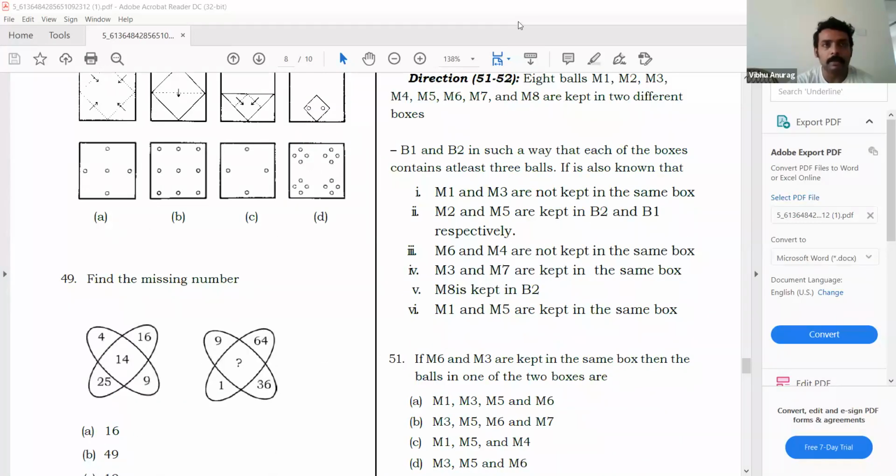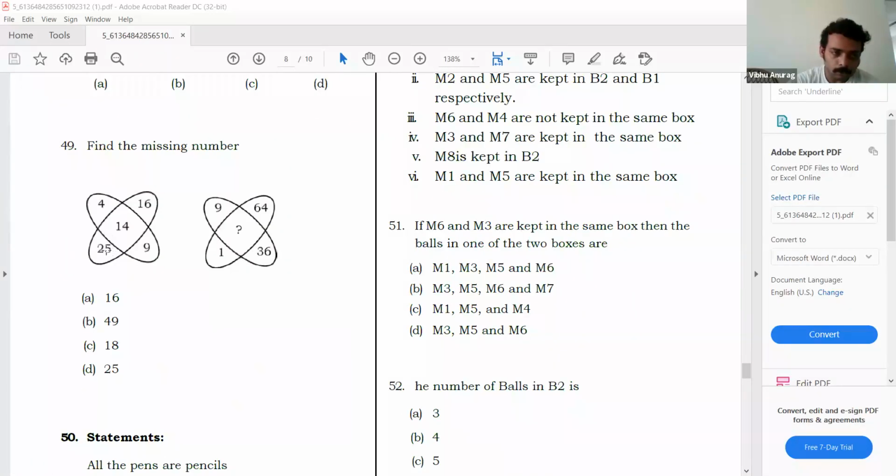Then 49. If you see, these are all square numbers, and in the middle you have a smaller number. So you root the numbers on the outside. 25 root is 5, 4 root is 2, 16 root is 4, 9 root is 3, and add up all these numbers. So 5 plus 2, 7, 7 plus 4, 11, 11 plus 3, 14. So this is the sum of the square roots.